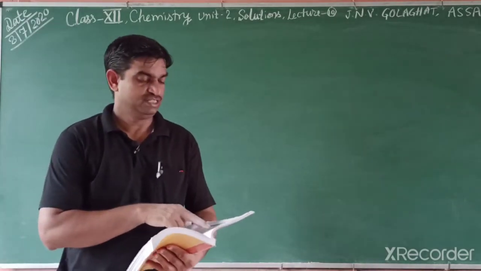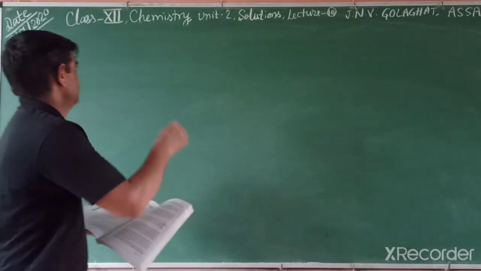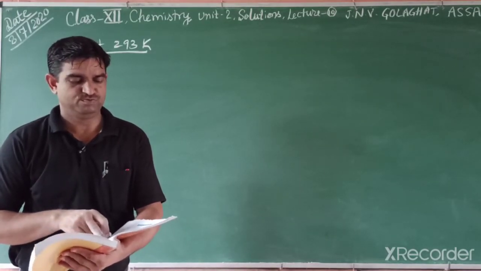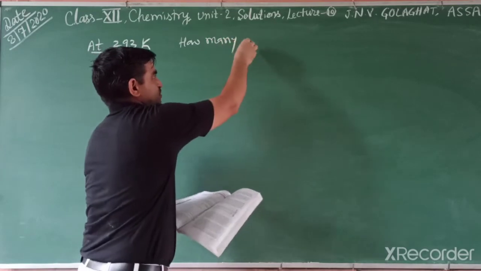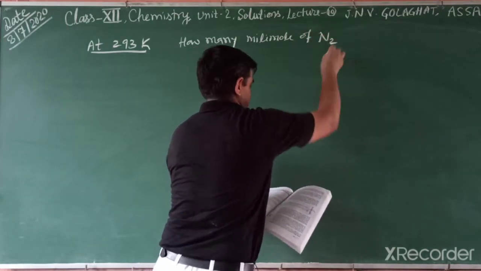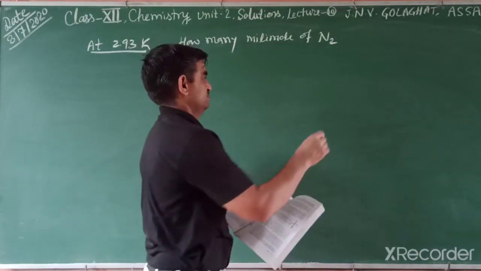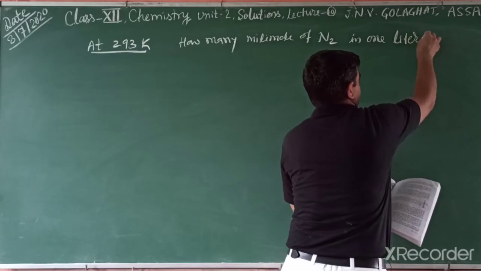So the numerical is: if nitrogen gas is bubbled through water at 293 Kelvin, how many millimoles of nitrogen gas would dissolve in 1 liter of water?